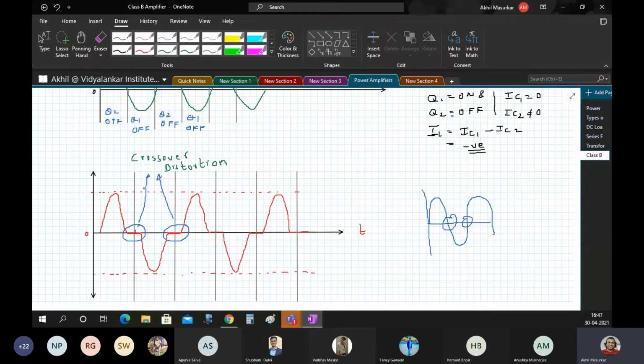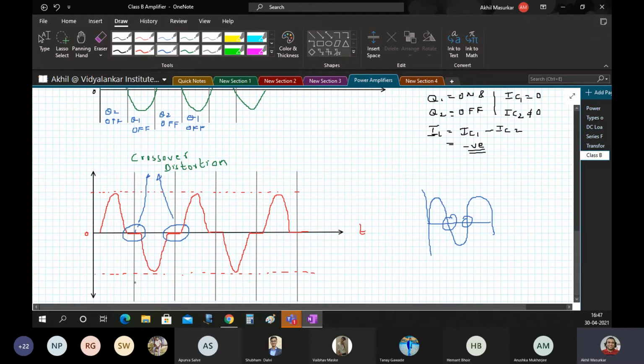Once you are done copying this diagram, please write done in the chat box. So this is T. If this is omega T, then we can write pi, 2 pi, 3 pi, and so on.